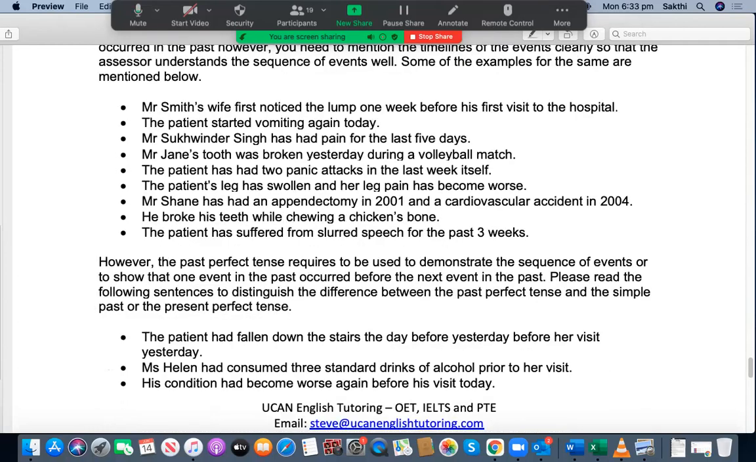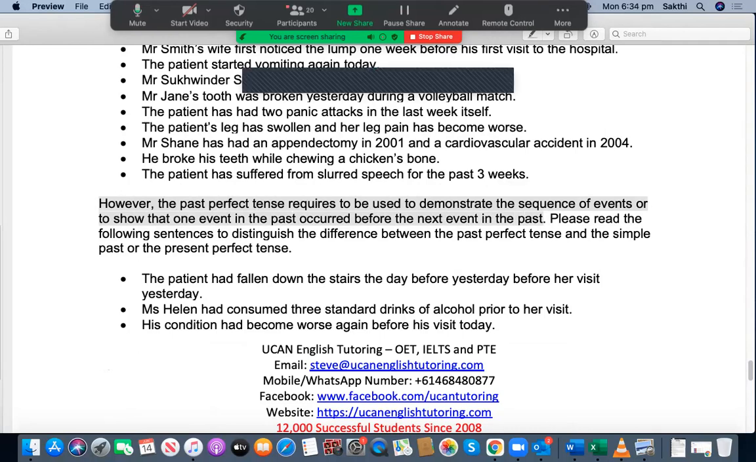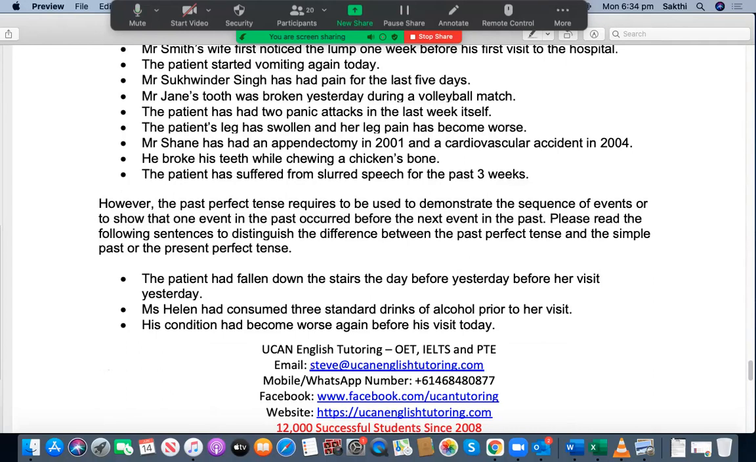All right. Now let's come to the past perfect tense. Past perfect tense is used to demonstrate the sequence of events, or to show that one event in the past occurred before the next event in the past. Please read the following sentences. It's going to be like a list of events. For a list of events, you can use the past perfect tense, the one that starts with "had." That's what we call past perfect tense. So "had" always goes with the third form of the verb, I mean, the past participle verb: had participated, had undergone, and so on.